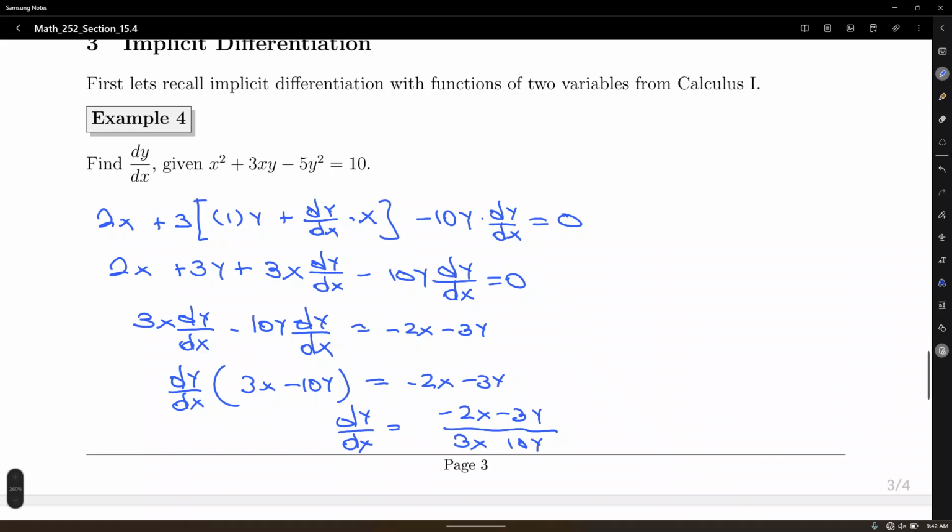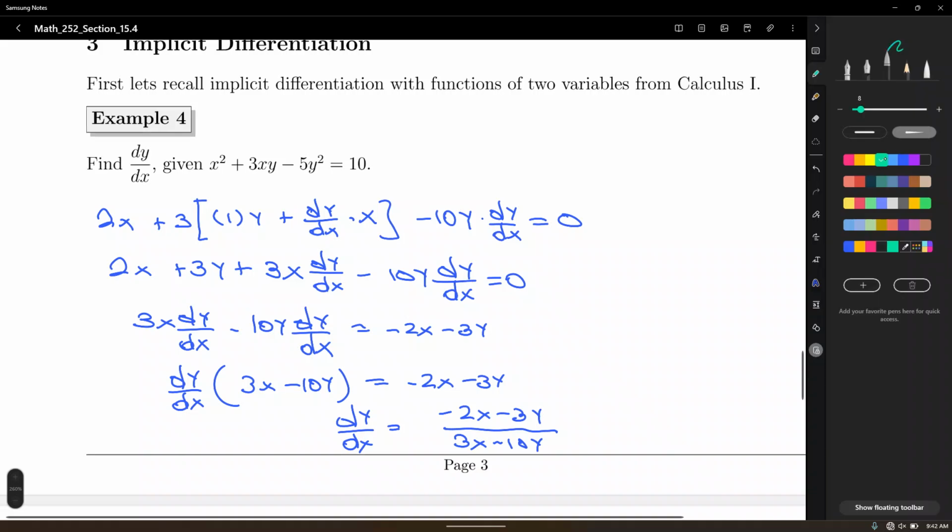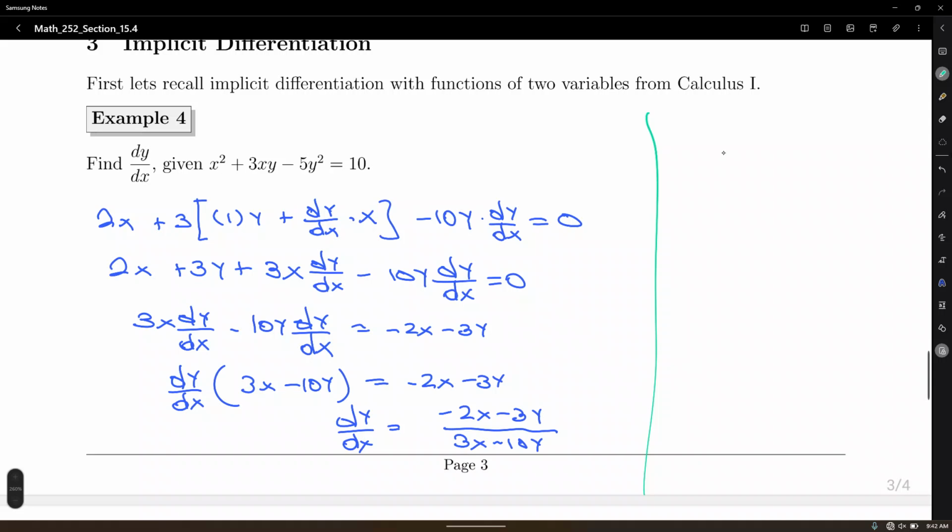And just to recall, why do we multiply by dy/dx every time we differentiate a y variable when we are doing this implicit differentiation? Well, let me give you an easier example so you can visualize it. Okay, x squared plus y squared equals 5. So let's find the slope at every single point for a circle of radius, well, square root of 5, I mean.